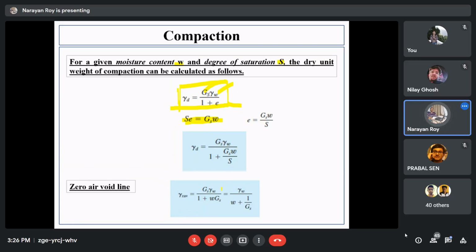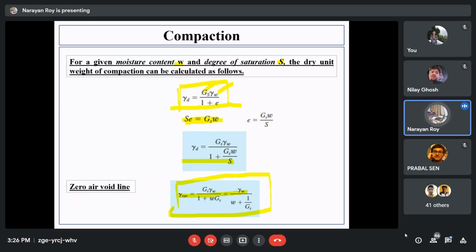Finally, if I simplify it a little bit, the final form of the zero air void density comes like this expression. How did I get it? Here, I have kept the degree of saturation as 1, that is 100% degree of saturation, because at zero air void, the voids will be filled with water. We know that from the definition of the degree of saturation.